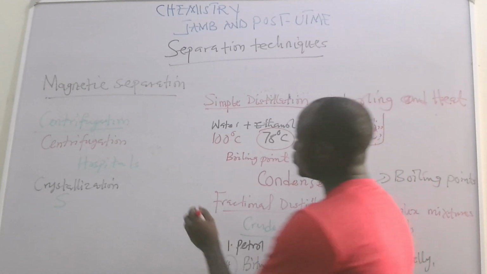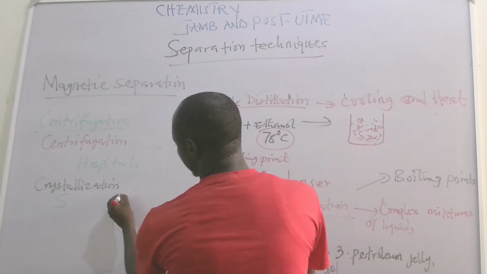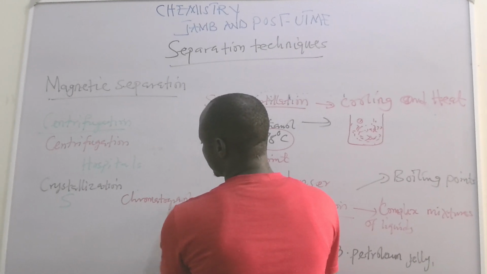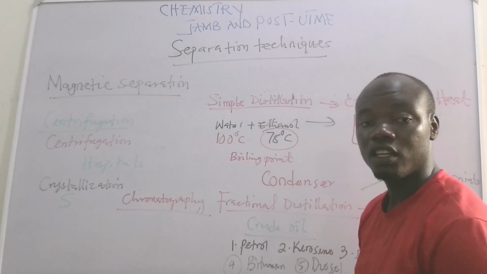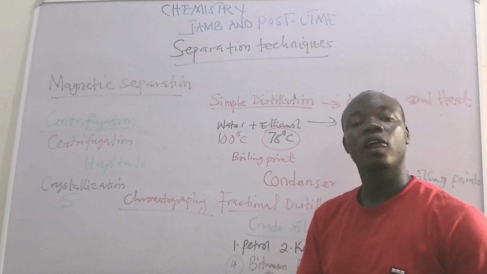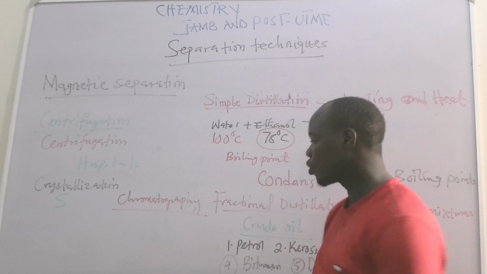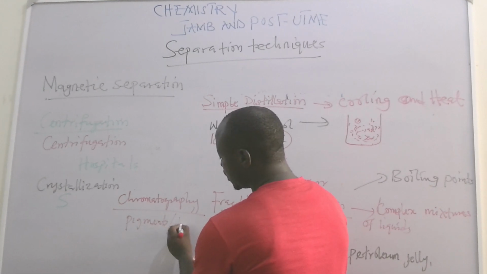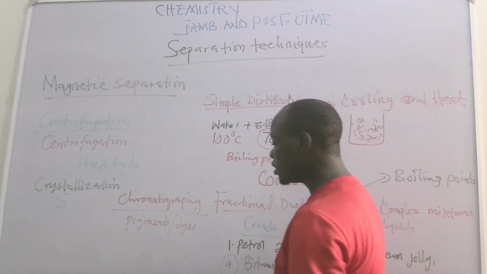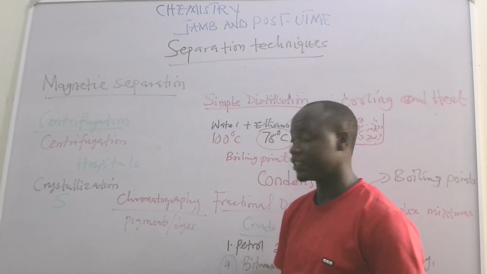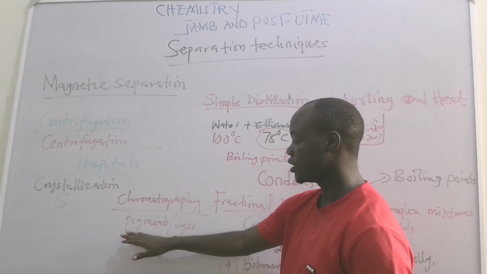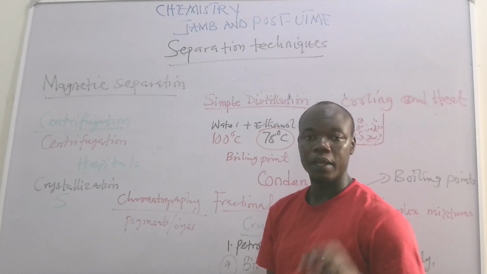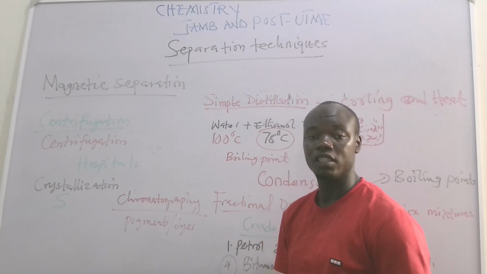Chromatography is used to separate pigments or dyes, that is, color substances. Chromatography can be used to separate pigments or dyes based on their differences in solubility.